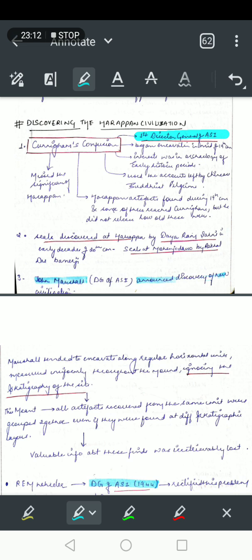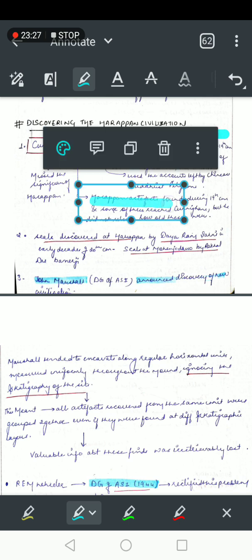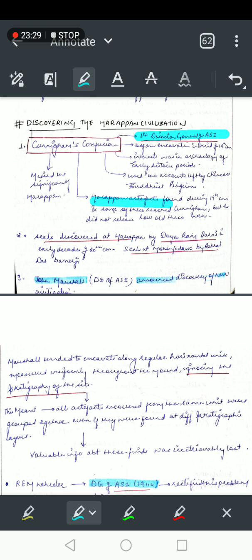His interest was in the early archaeology of the different historic periods, and he also referred to the accounts left by the various Chinese travelers or Buddhist pilgrims. He found Harappan artifacts in the 19th century, but he did not realize how old these were, and because of that he missed the significance of this Harappan civilization. He did not put much focus on it.